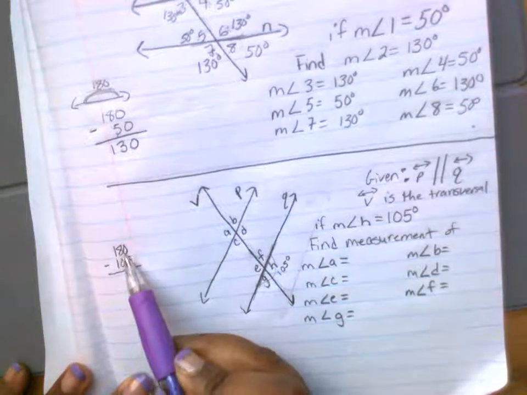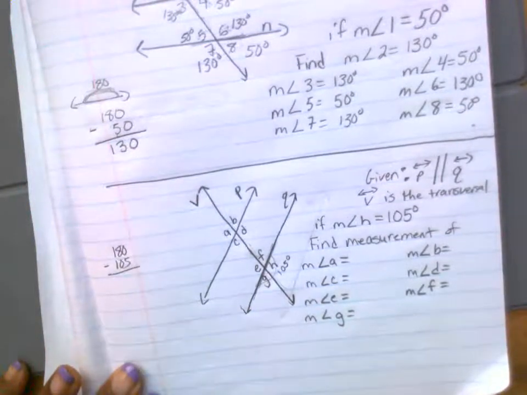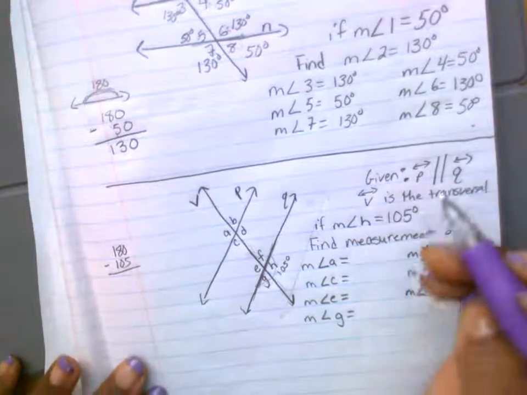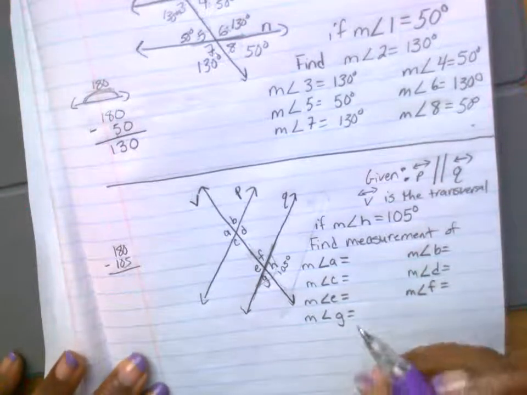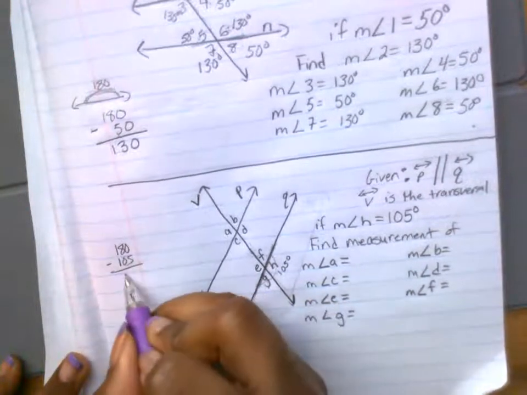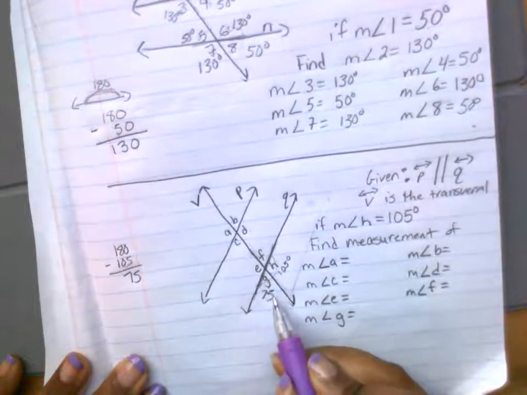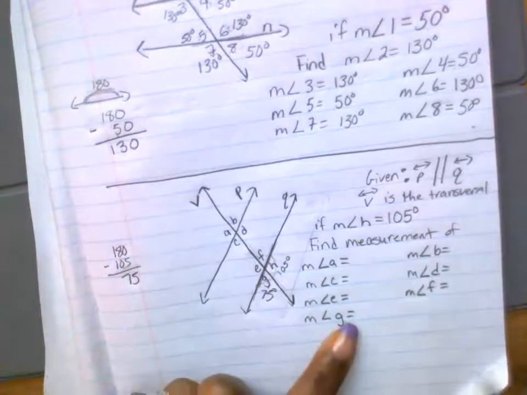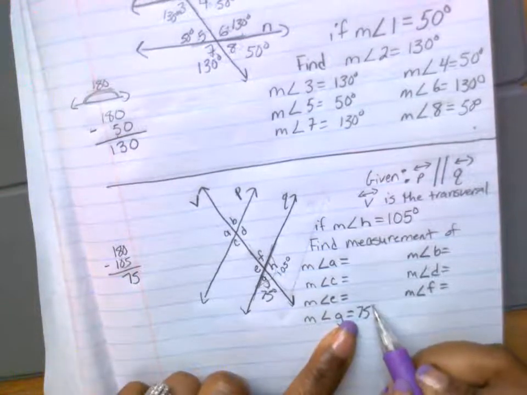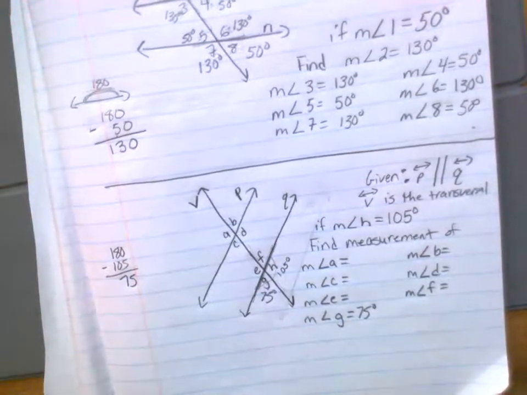So when I say 180 minus 105, what does that give me? Anybody? Very good. So this is going to be 75 degrees for G. So I'm going to find G here and put 75 degrees. Great job.